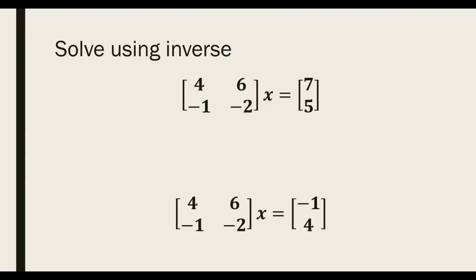So I want you to go ahead and do that. I want you to start by using the method we saw before to find the inverse of 4, 6, -1, -2. Notice I used the same matrix in both equations. So find the inverse of that using the 2 by 2 method we did before. And then once you find the inverse, solve the equation by multiplying times A inverse on both sides. Go ahead and push pause on the video and try to do that.